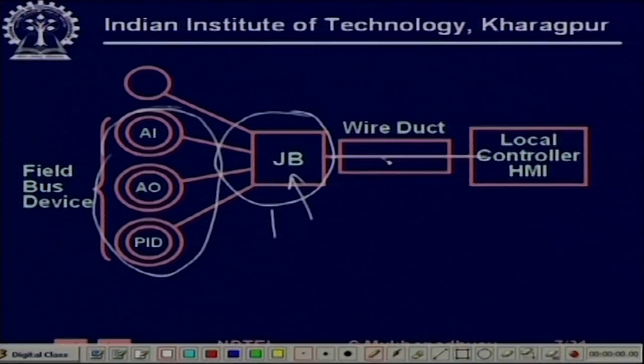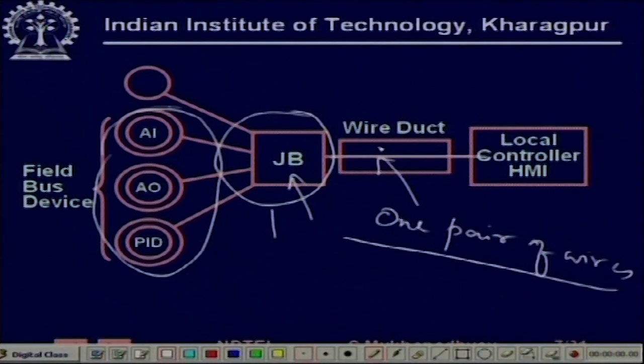So here you have only one pair of wires over which digital data is transmitted, either in baseband or by using modulation. So for all these devices, you actually need to run just one pair of wires to the controller. Either the data is time multiplexed, or if you use some kind of a carrier, then it will be frequency division multiplexed.